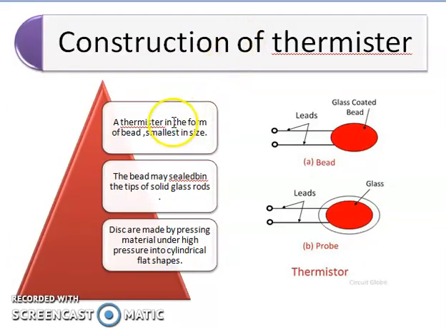This is the basic diagram of thermistor. A thermistor is in the form of a bead. It is the smallest in size. The bead may be cylinder tips of solid glass rods. The discs are made by pressing a material under high pressure into a cylindrical flat shape.